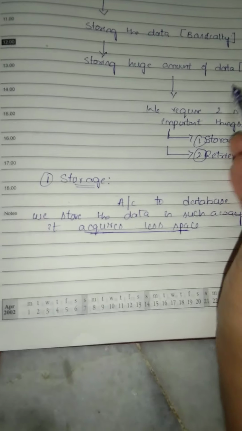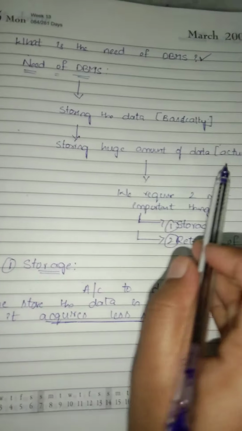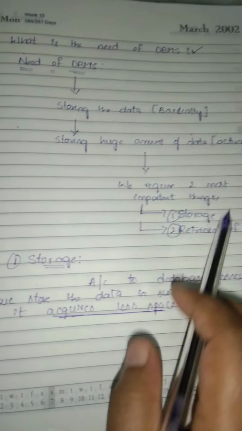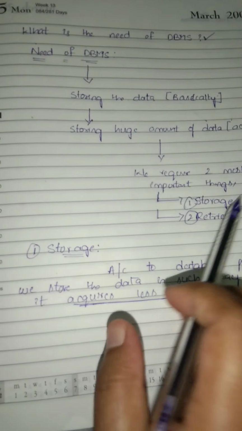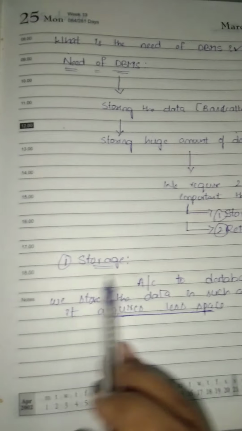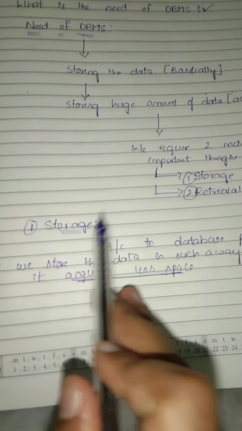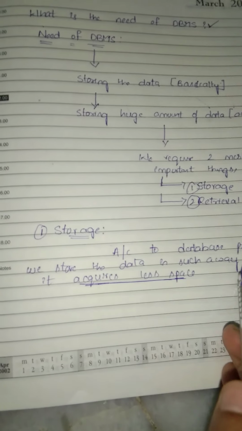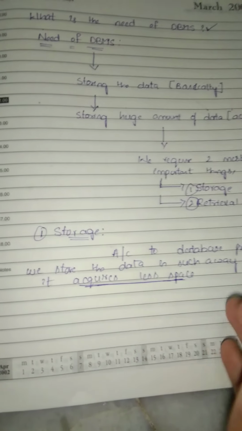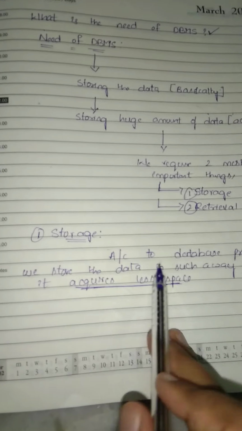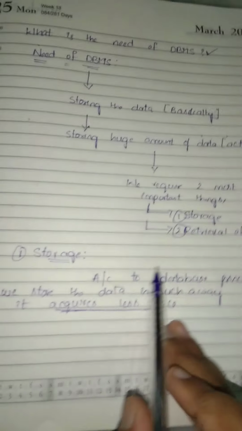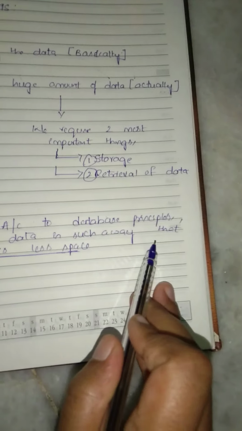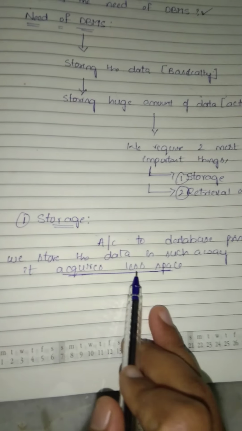Here we talk about what is the need of DBMS. To store this huge amount of data, we require two things, and we are discussing the storage topic. Here we are going to learn how the data should be stored, the process of storing the data. According to database principles, we store the data in such a way that it acquires less space.